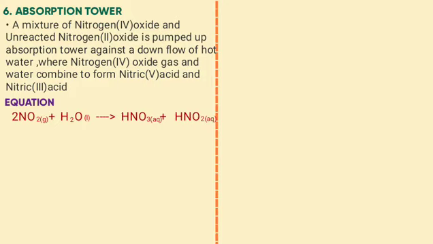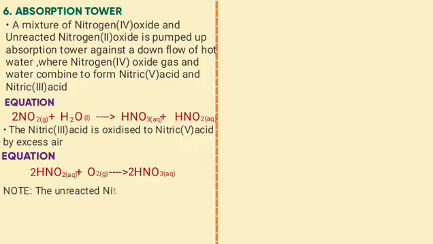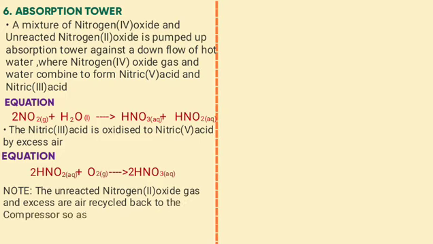The nitrous acid formed is oxidized to nitric acid by excess air. Equation: nitrous acid plus oxygen, arrow, nitric acid. Balance the equation, place 2 where there is nitrous acid and 2 where there is nitric acid. Note that the unreacted nitrogen monoxide and air are recycled to the compressor so as to minimize wastage and also to reduce the cost of production.